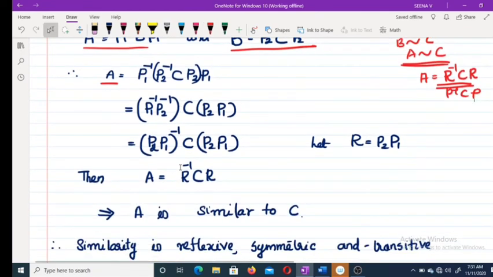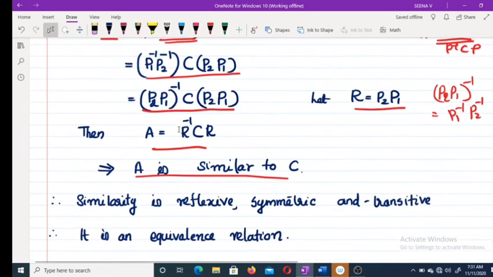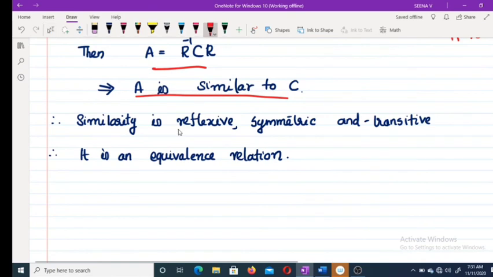Here we are using P1 and P2, and for B we replace this definition and we get this definition. If you denote R equal to P2 P1, then R inverse equals P1 inverse P2 inverse. Why? Because (AB) inverse equals B inverse A inverse. Therefore this matrix works, and we get this. That means A is similar to C. Thus we get that similarity is reflexive, symmetric and transitive. Therefore it is an equivalence relation.